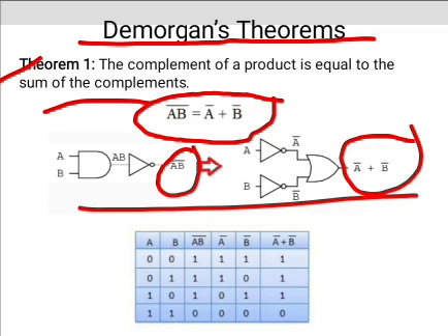From the table, observe the table. From the table, the third column and the sixth column are equal. So, AB complement equals A complement plus B complement.